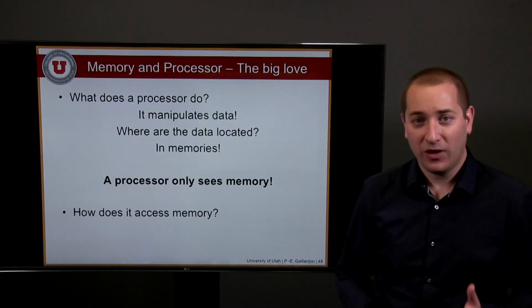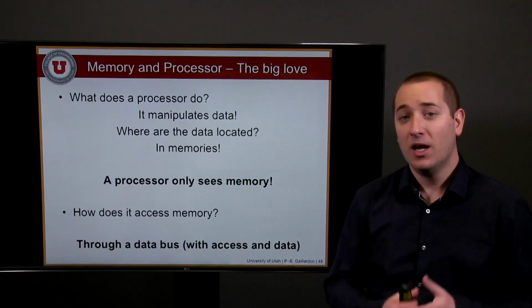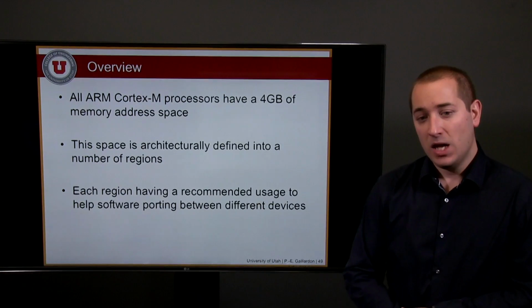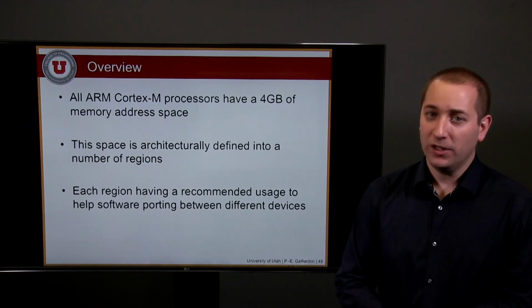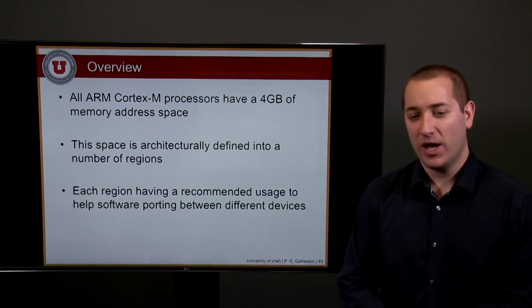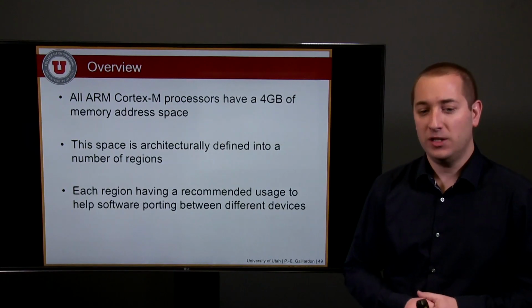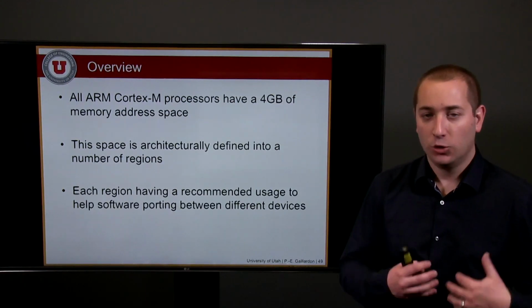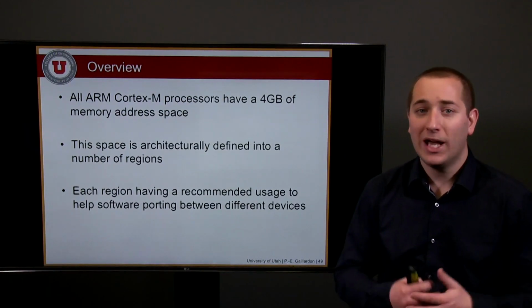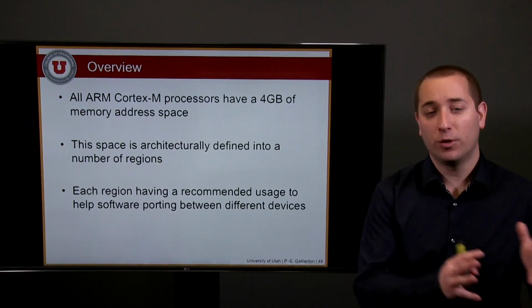How does a processor access this memory? That's what I said. It does that through the memory subsystem, which is a data bus with access and data. In the ARM Cortex-M0 architecture, we have 4 GB of memory address space. And this space is architecturally defined into a number of regions. Those regions have a recommended usage, and it's here to help good design practices so that you can easily port a piece of code from a device to another.